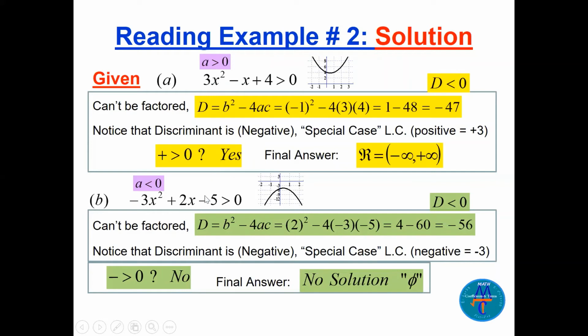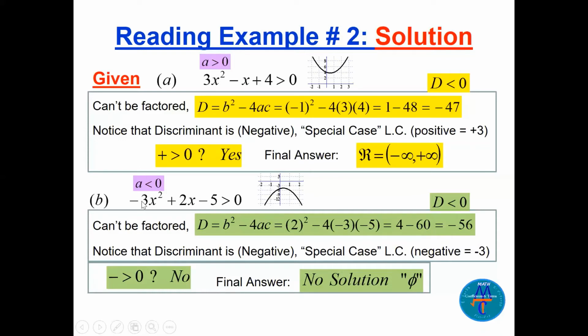Now let's look at the second example here. B part, minus 3x squared plus 2x minus 5. Let's find, we cannot factor this. Let's find the discriminant. So b squared minus 4ac. Discriminant is negative 56. So discriminant is negative.